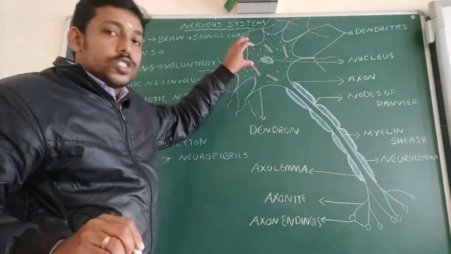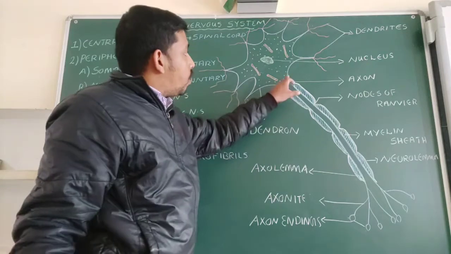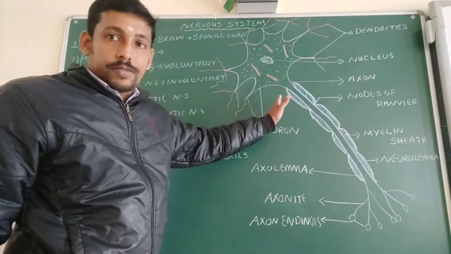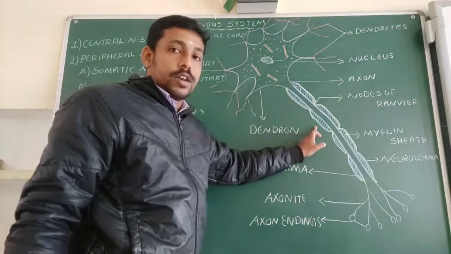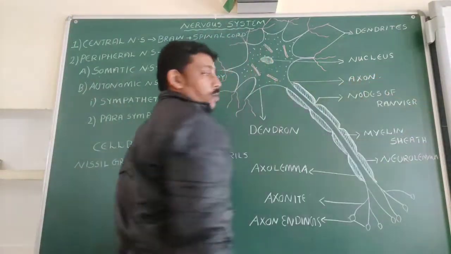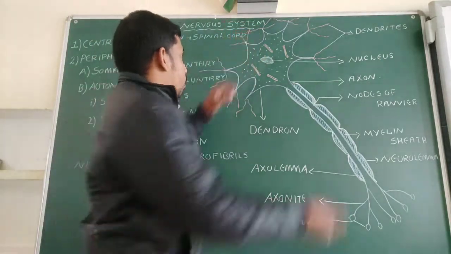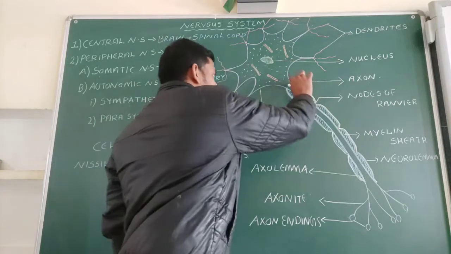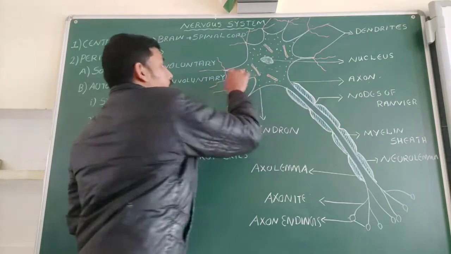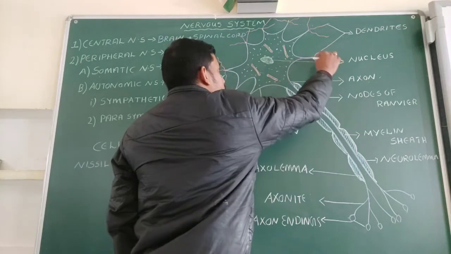When we look at these projections, we can see that only one of the projections is elongated. This longest projection is known as the axon. So what are the basic parts of the neuron? The cell body, the axon, and these numerous projections, the dendrons.